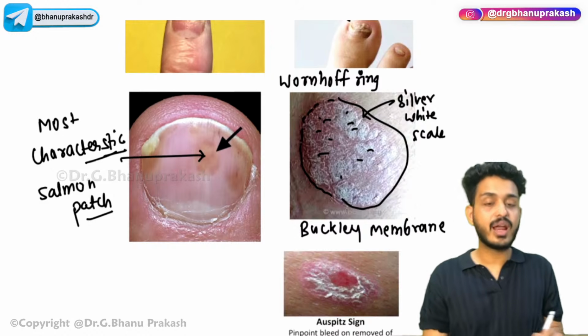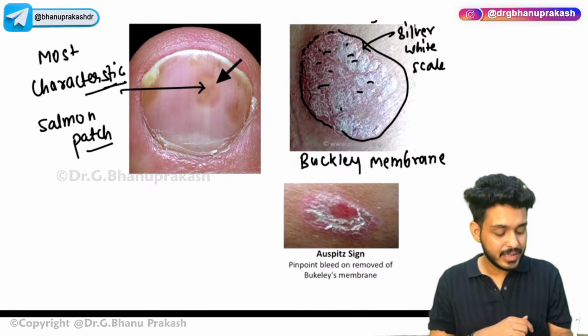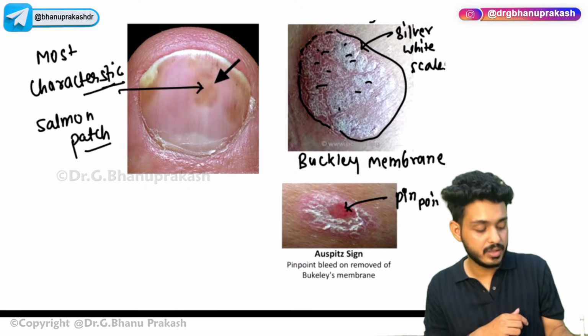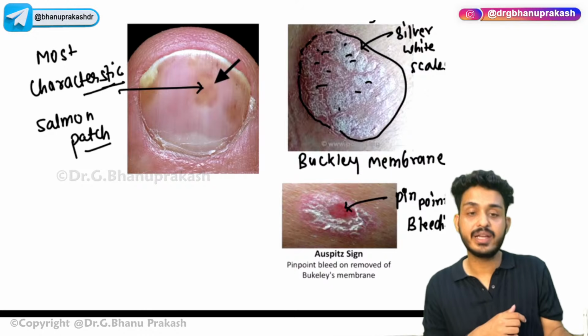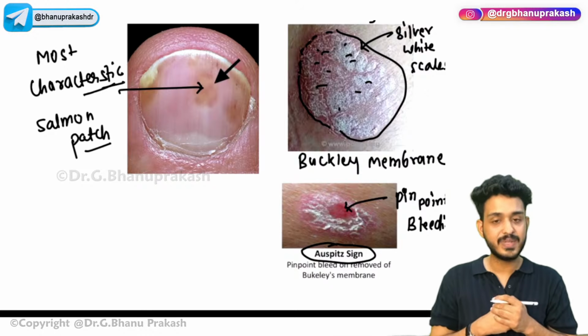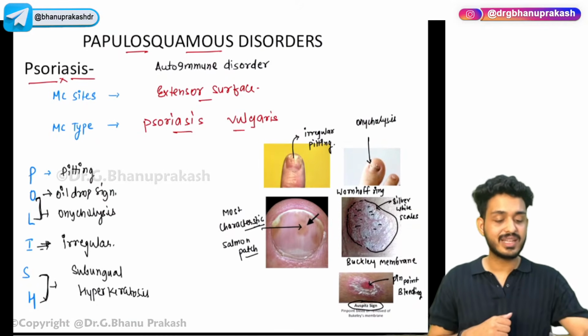And when you are trying to remove that Buckley's membrane, you know what happens? There will be some pinpoint bleeding, and this pinpoint bleeding is known as which sign? Auspitz sign. Okay, Auspitz sign. So try to recap everything. Let's see one by one what are the things that are happening here.